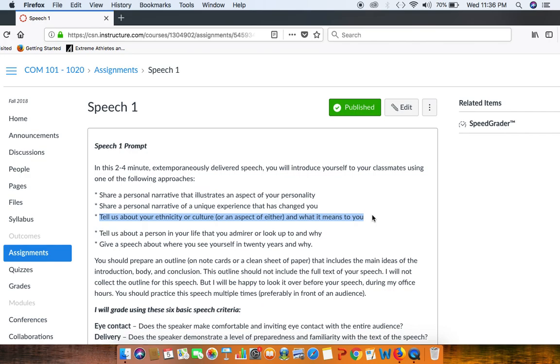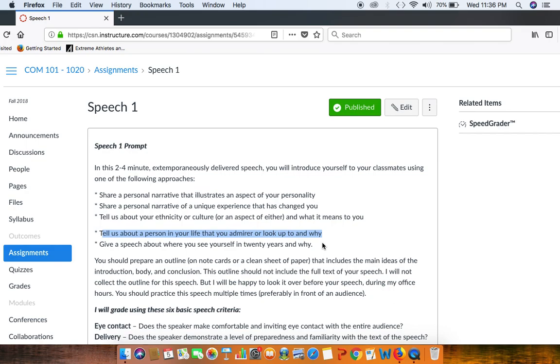Very, very fun choice. Also, you could tell us about a person you admire or look up to and why. This could be a family member or an important teacher that you had, or a coach, anyone in your life that you look up to, and you can tell us about them and share about them.